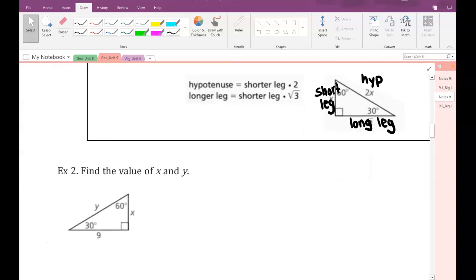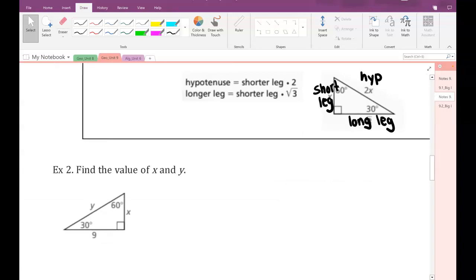So I'm going to keep this up there in frame and also do number 2. We're trying to find the value of X and Y. What I like to do is label which is my short leg, my long leg, and my hypotenuse. I know this is my short, this is my long, and this is my hypotenuse.